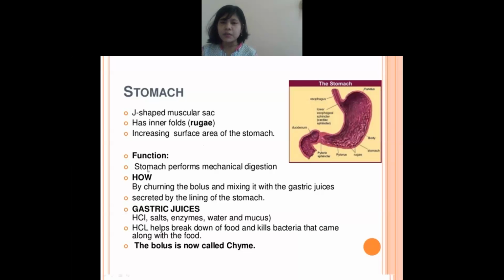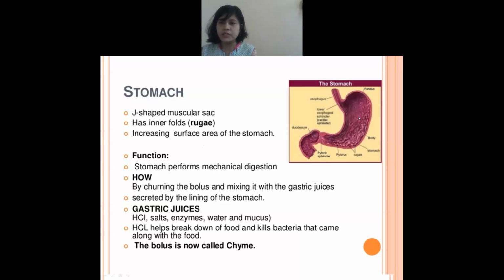Okay, function. What is the function of the stomach? The stomach performs mechanical digestion, meaning it works in a mechanical way. How will it work? By churning the bolus and mixing it with the gastric juice secreted by the lining of the stomach.